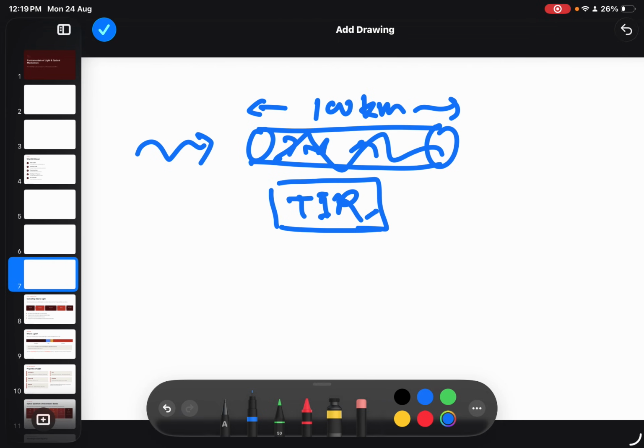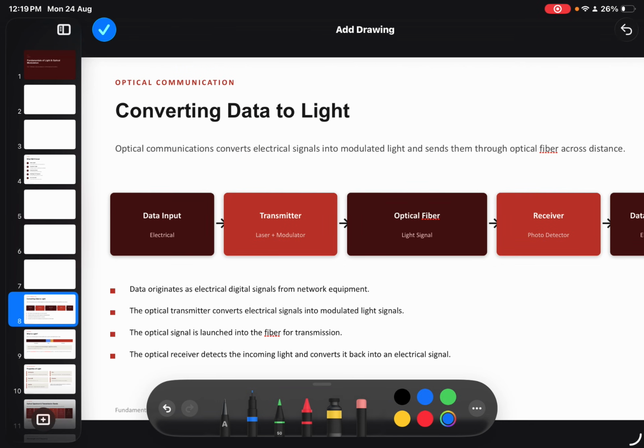Now these fundamental concepts that I just mentioned, we will discuss in detail: how they are generated, how they are modulated and detected in modern networks. We'll discuss them one by one. Now, coming to the properties of light.